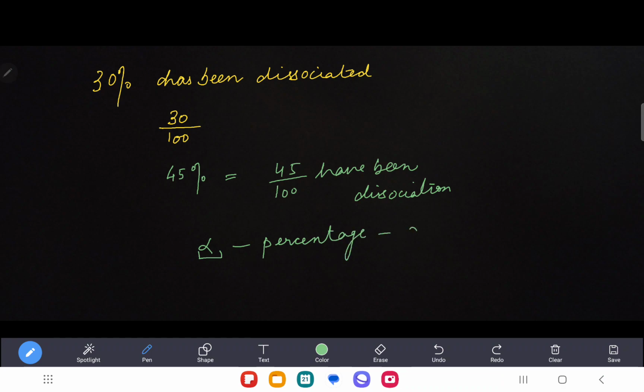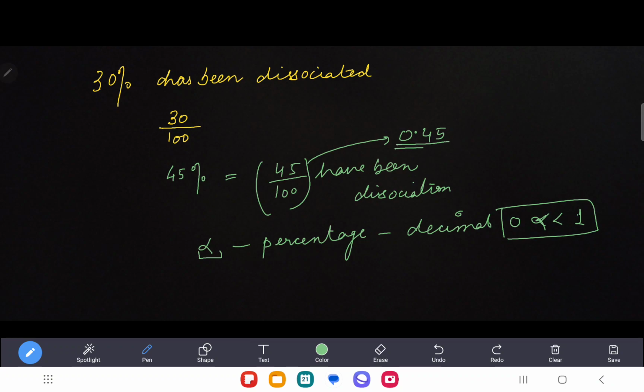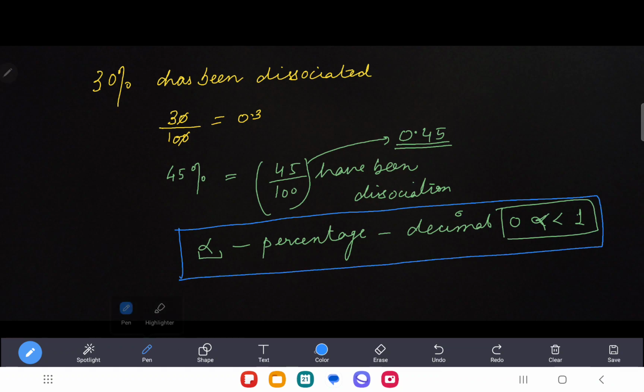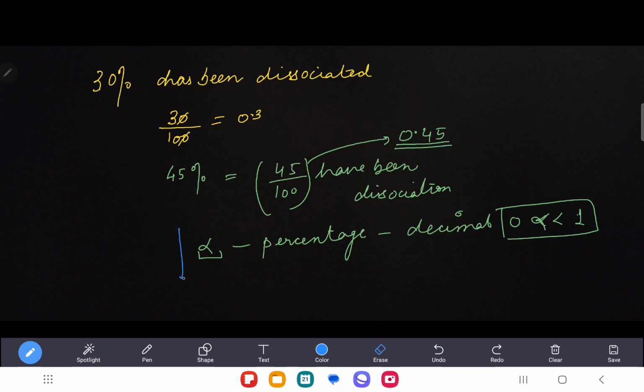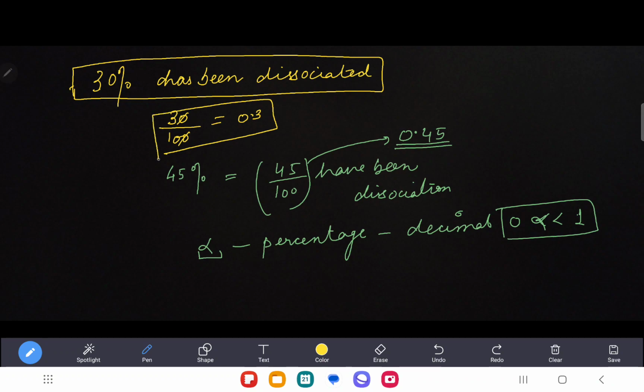But every percentage is actually a decimal as well, and it is a decimal between 0 and 1. If I convert this 45% into a decimal, don't you think I'll get 0.45 as my answer? If I convert 30%, as a decimal I will get 0.3. So when we are talking about 30% dissociation, here I'm going to get the alpha percentage.